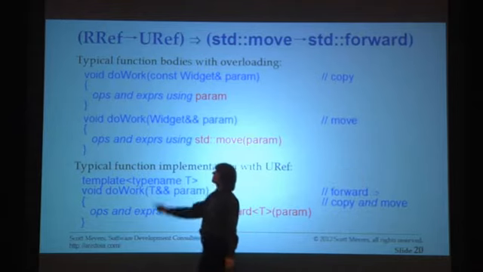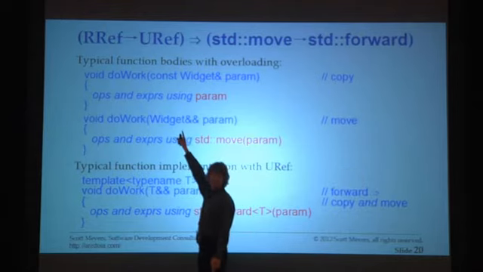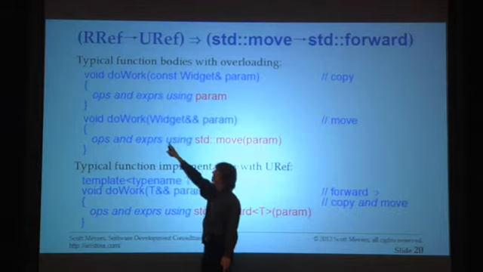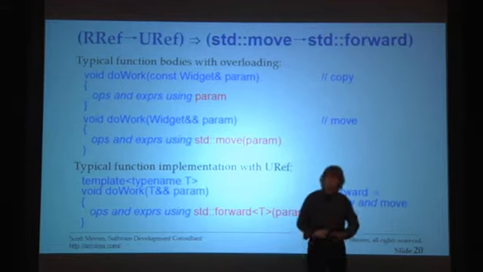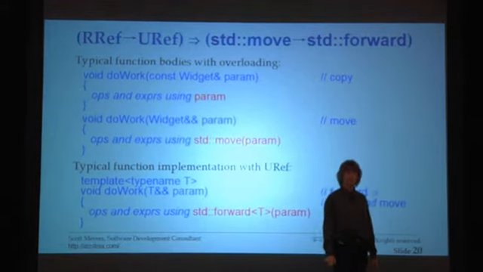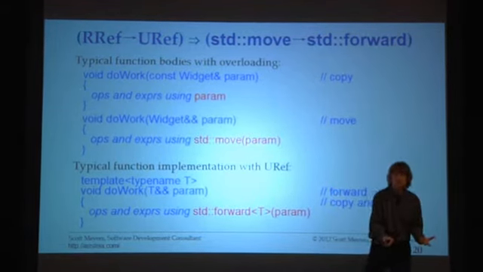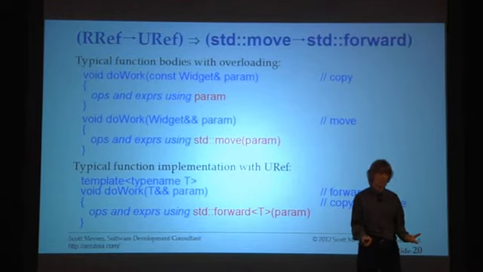If I have a function that takes an R value reference, no type deduction, this is not a universal reference, this is an R value reference, because I know I got an R value passed in, inside the body of that function, I'm going to want to wrap that parameter in move by default, because that's what turns it back into the R value that it originally was.